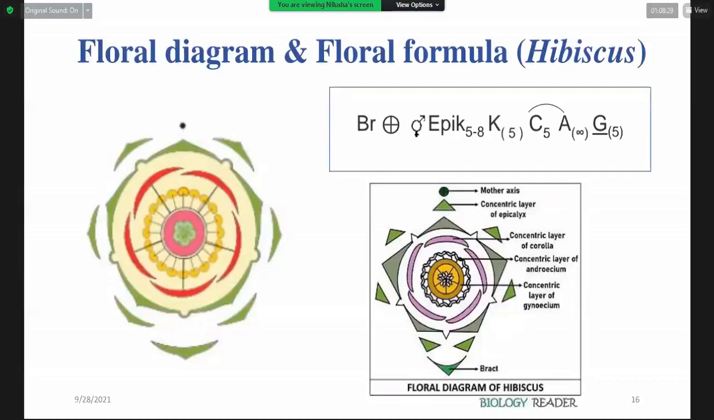Next one is the calyx. Here I told you that the calyx has 5 sepals, next to the epicalyx. The calyx has this condition, that the sepals are attached to the next sepal, so we call that the gamosepalous condition. Is it okay?